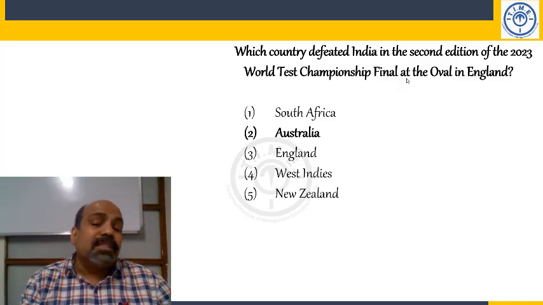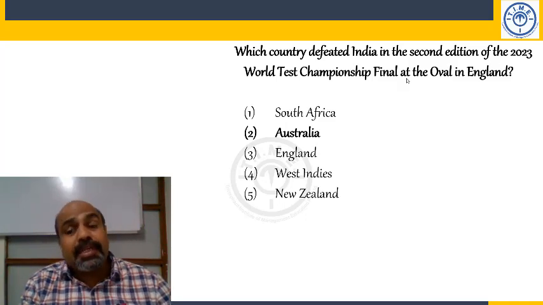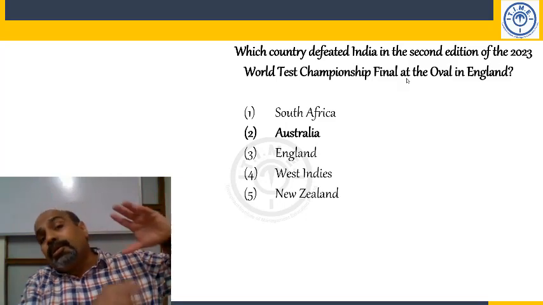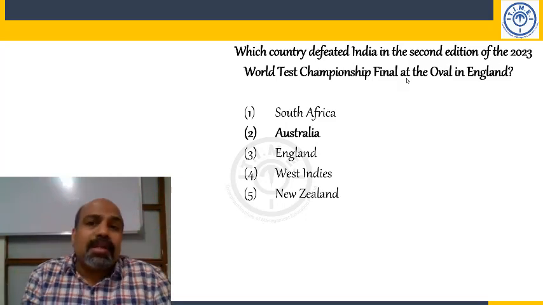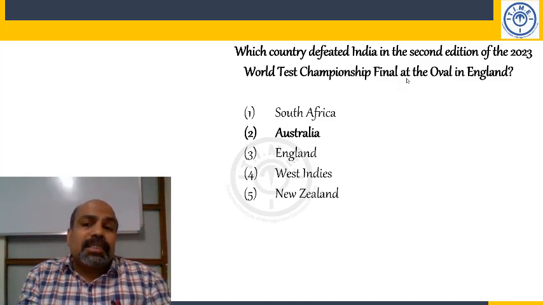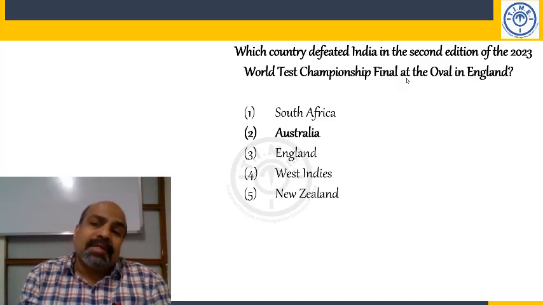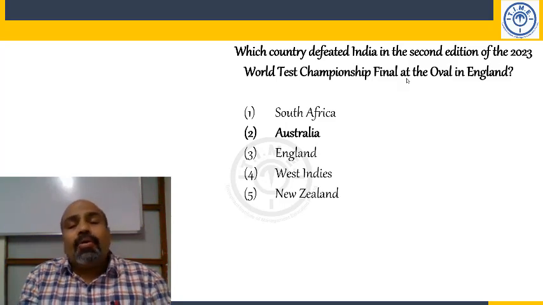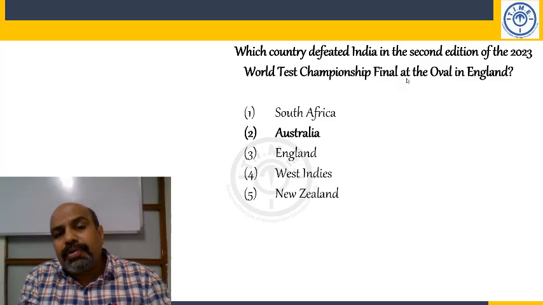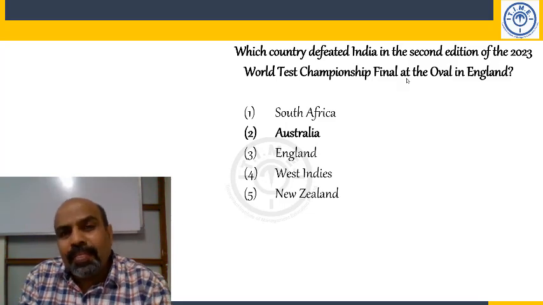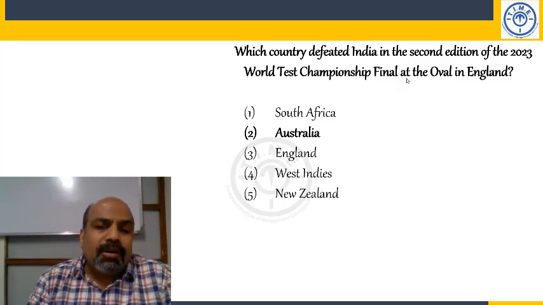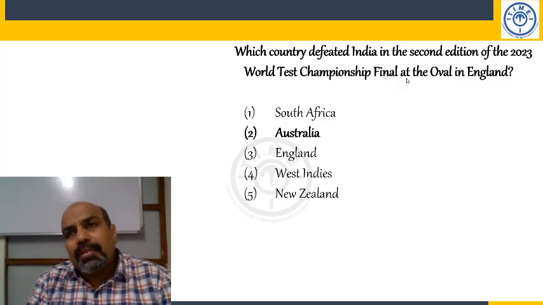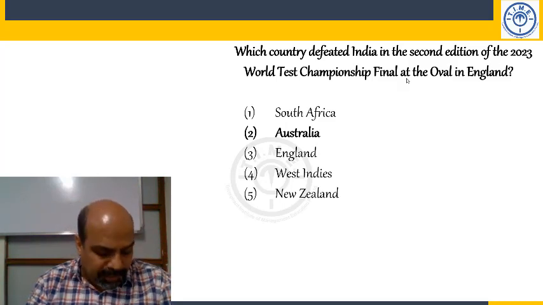Which country defeated India in the second edition of the World Test Championship, 2021-23? It started in 2021. It's now that the final had come. The World Test Championship final at the Oval, London in England. Australia. So you could write this: 21-23 World Test Championship final at Oval in London. That's one. Two, winner, Australia. Third part, runner-up, India. Fourth part, player of the match.